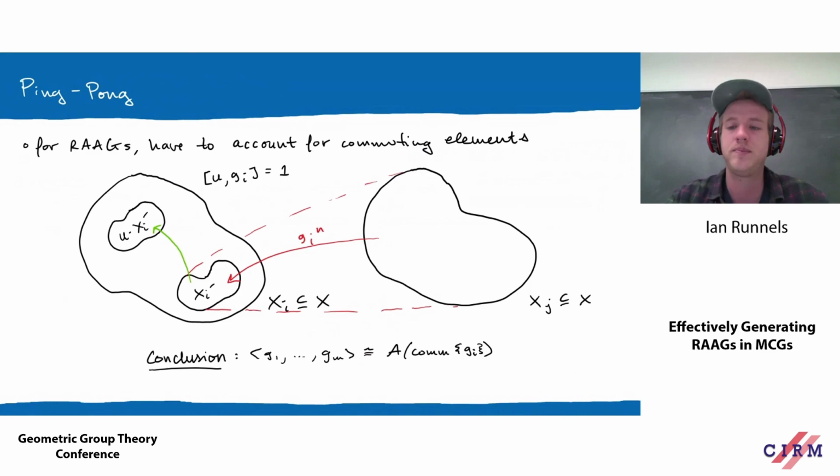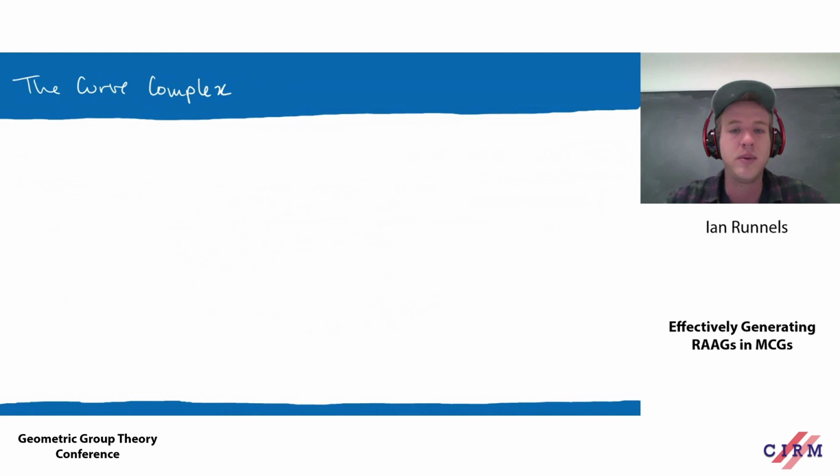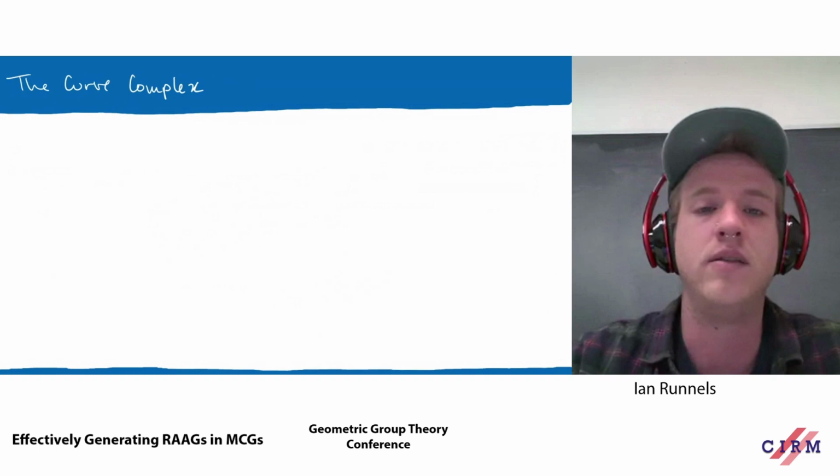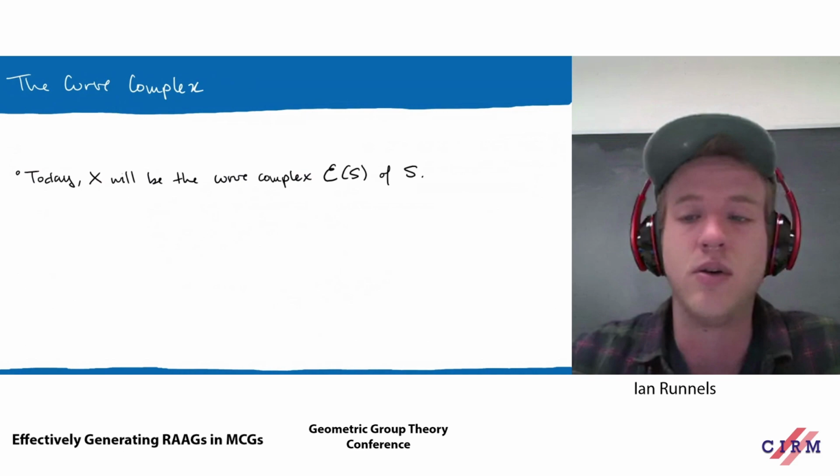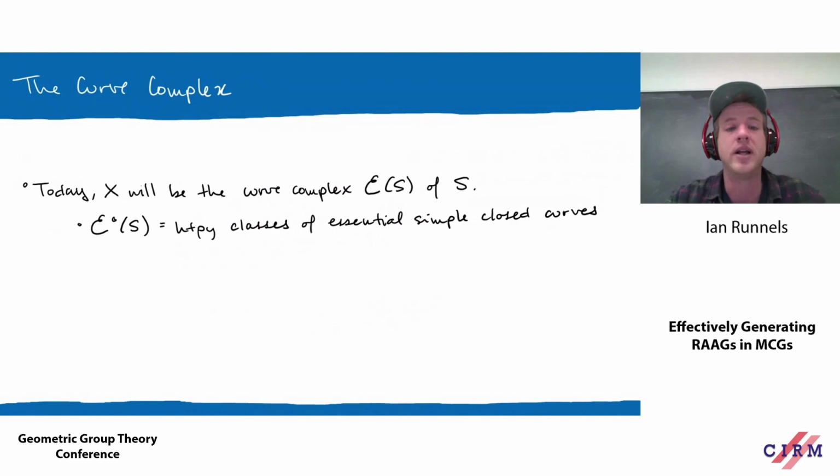So in order to play ping pong, we have to have some sort of table to play on, some set to act on. For today, X is going to be the curve complex of the surface. Let's remind ourselves of what this is. It's a simplicial complex. The vertices are all the homotopy classes of essential simple closed curves. And the one-skeleton corresponds to edges which can be realized disjointly. So two vertices span an edge if their geometric intersection number is zero.